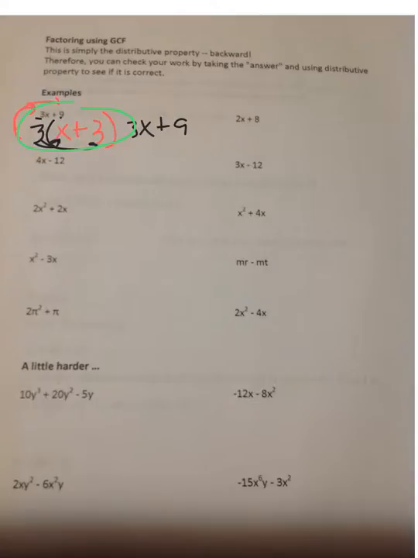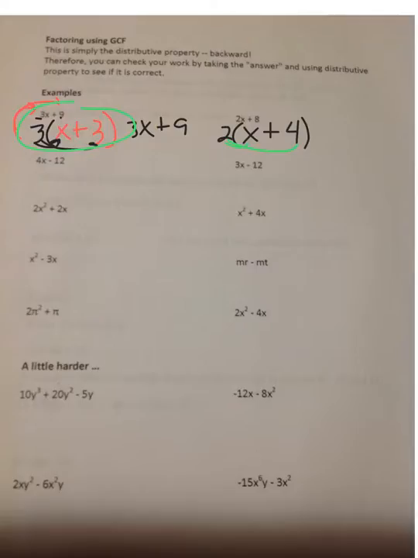Let's go over to 2x plus 8. Greatest common factor with 2 and 8 is 2. 2 times what is 2x? So it's x. 2 times what is 8? It's 4. And you can check it. 2 times x is 2x. 2 times 4 is 8.